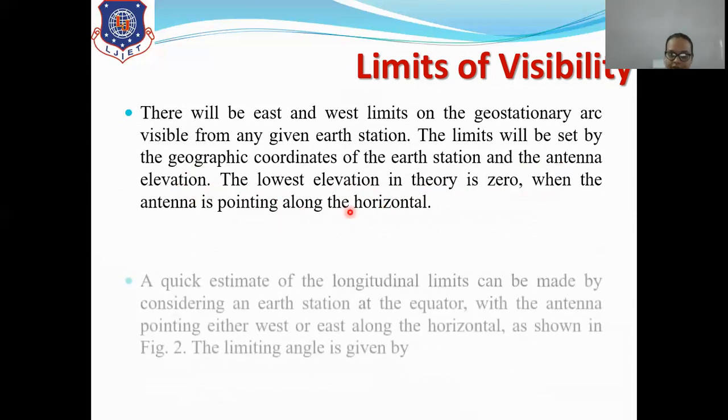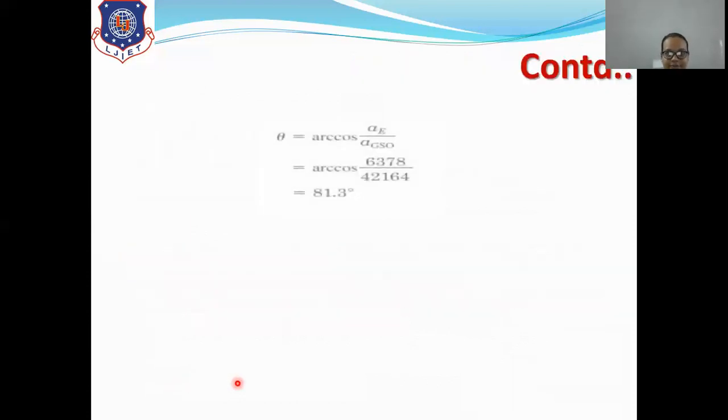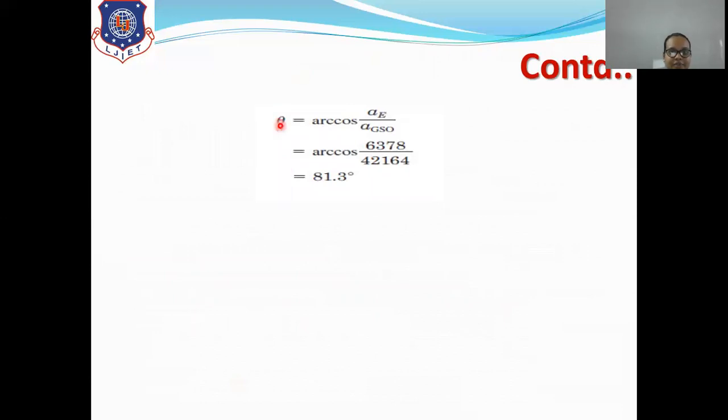Now, a quick estimate of longitudinal limits can be made by considering the Earth station at the equator with the antenna pointing either west or east along the horizontal, as shown in the figure. So the limiting angle theta is given by arc cos of AE divided by AGS, so cos inverse of AE by AGS. Substitute the radius of Earth 6378 and AGS of 42,164. The limit of visibility will be equal to 81.3 degrees.